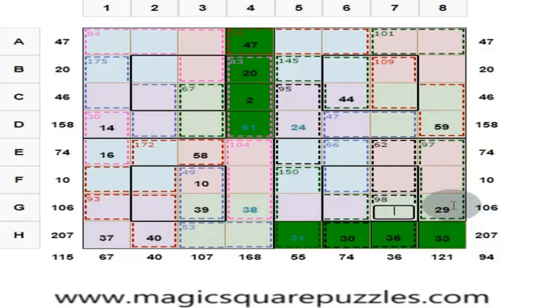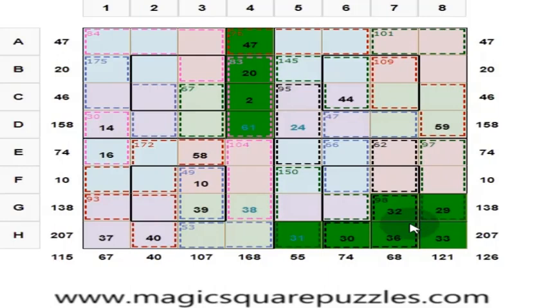Okay. 36 plus 33, 69. 69 plus 29 is equal to 68 plus 30, 98. Put here 32. Answer is right. Color will change. Okay. And then what is this? These two numbers are 29 plus 32 is equal to 61. And these three numbers are what?